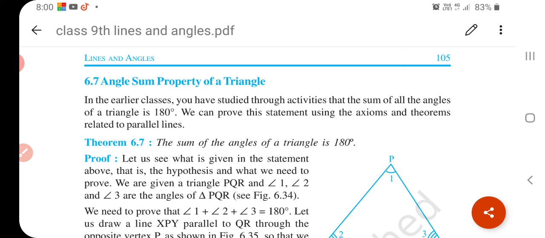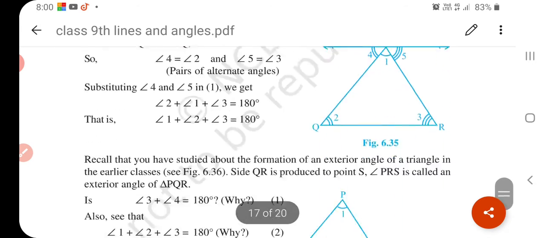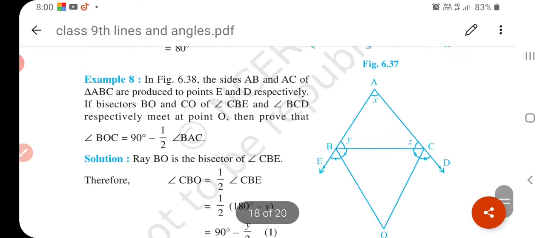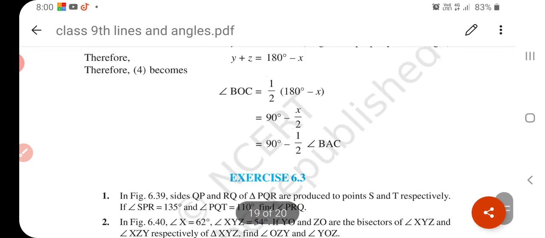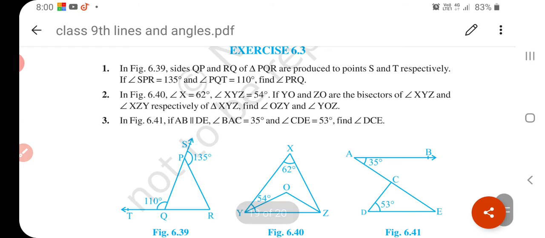These are the main theorems in this chapter. Now it's time to do the questions in exercise 6.3. This is question number 1. Let me read it out. In figure 6.39, sides QP and RQ of triangle PQR are produced to points S and T respectively. If angle SPR is equal to 135 degrees and angle PQT is equal to 110 degrees, find angle PRQ.